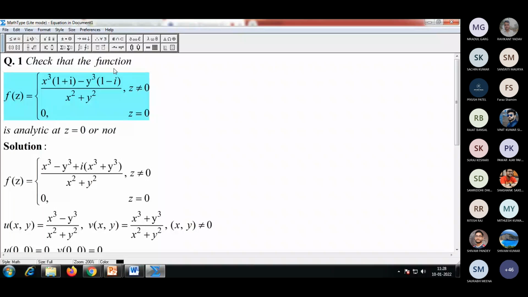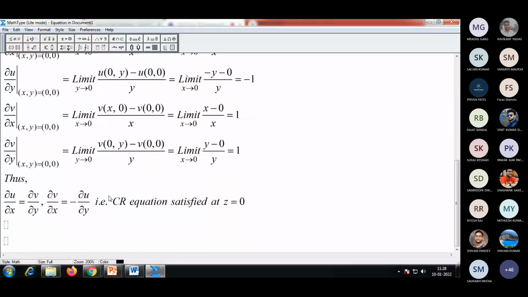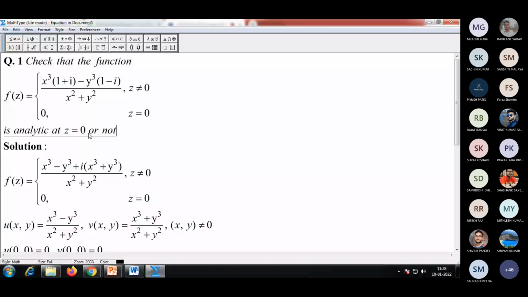Second thing, the function will be analytic at z equal to 0 when it is differentiable at z equal to 0 as well as in the neighborhood of z equal to 0. So we have been seeing that the CR equation is satisfied, but for analyticity, the function must be differentiable at z equal to 0. In other words, we will use the theorem that u and v both are continuous and differentiable and have first order partial continuous derivatives.